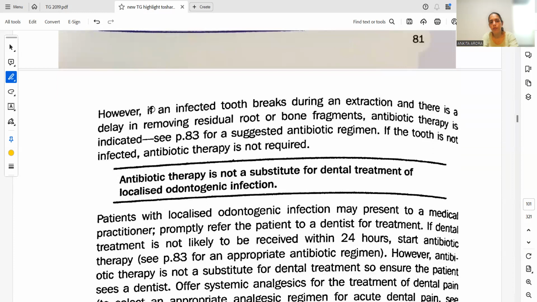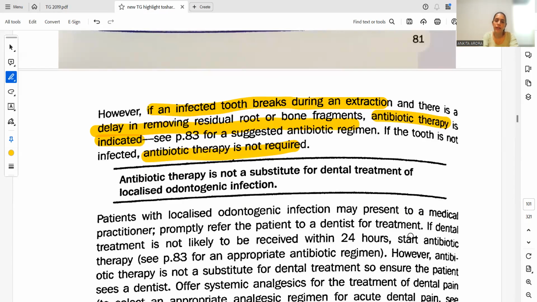However, what happens if an infected tooth breaks during an extraction? You were doing an extraction and the tooth broke, and it was an infected tooth. There is a delay in removing the residual root or bone fragments. The specialist is not available. You need to refer the patient to the oral surgeon. Antibiotic therapy is indicated in this case. If the tooth is not infected, antibiotic therapy is not required. So they have made a very clear-cut demarcation.